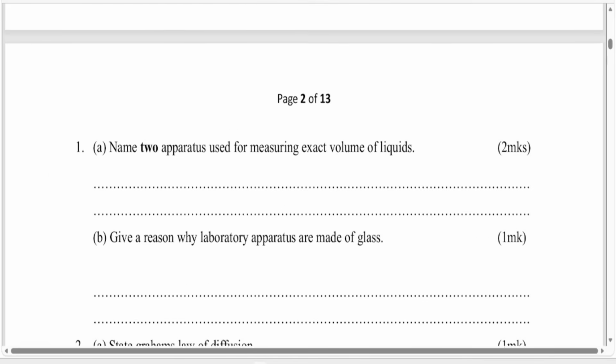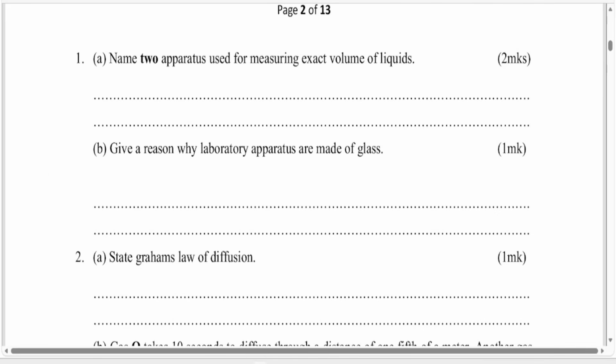Starting with question number 1. Name two apparatus used for measuring exact volume of liquids. We need to understand that, learners, in the laboratory we have several apparatus that are used for measuring volume. Some of them are used for measuring exact volume, and others are used for approximating volumes.